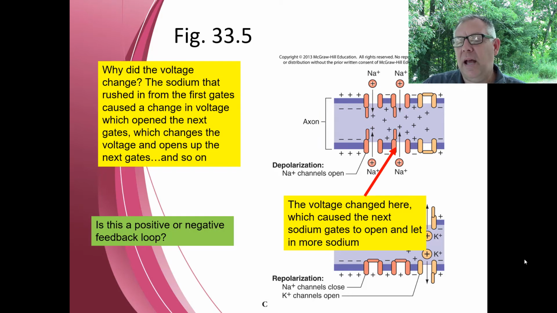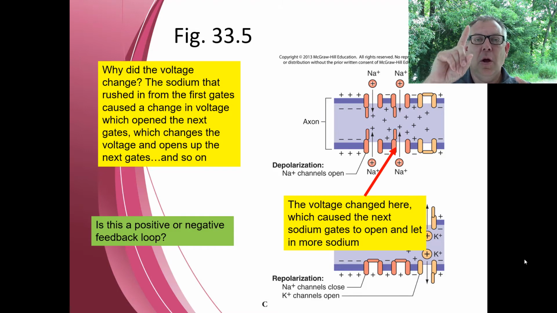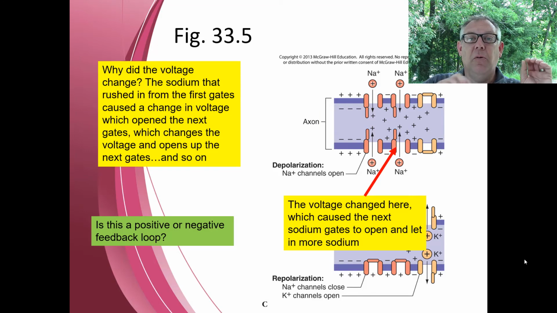Is this a positive or a negative feedback loop? I'll give you a second. So our equilibrium was negative 70 millivolts inside, and that was the resting potential, and the cell was resting there. Once we changed the voltage in one part of this neuron, that opened gates, which opened more gates, which opened more gates. And so once you started it, you pushed away from that equilibrium, didn't you? Once you started this signal, instead of going back to where you started, you just kept going, right? That's a positive feedback loop.